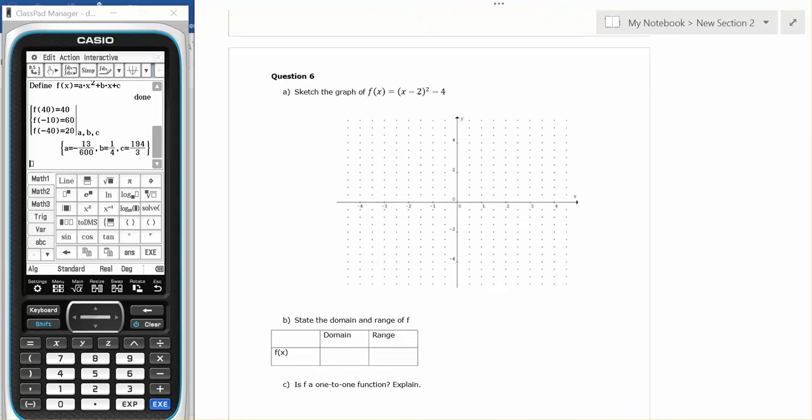Okay, so it's in turning point form. Our turning point's at 2, -4. So 2, -4 is here. It's a smiley face, so 2, -4, smiley face.